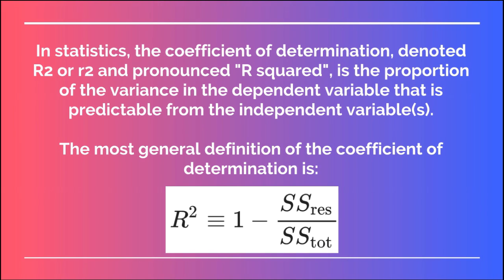In statistics, the coefficient of determination, denoted R2 or small r2 and pronounced R squared, is the proportion of the variance in the dependent variable that is predictable from the independent variables. The most general definition of the coefficient of determination is this equation: R squared equals 1 minus SS residual divided by SS total.